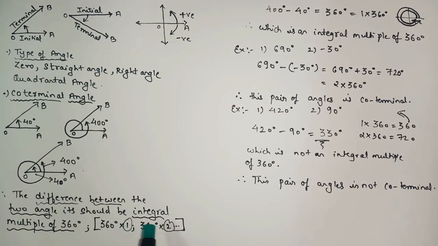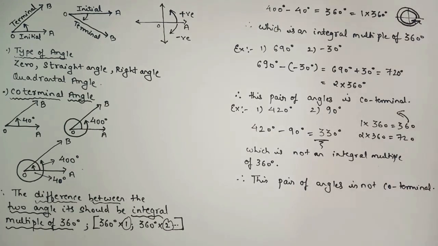So what about this 1, 2, 3? That is a rotation. One rotation, two rotations, that means 720. Three rotations, like that. This is 360 into 1, 360 into 2, and this 1, 2, 3 is what? Integral multiple. Got the point here? I took some examples.